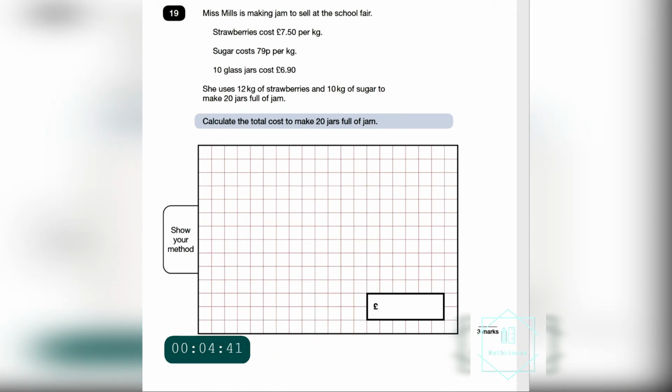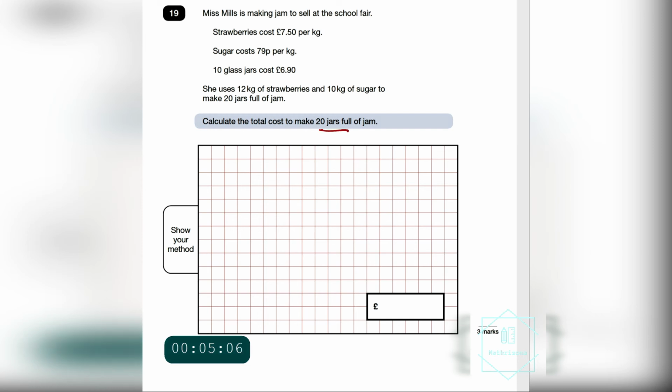Miss Mills is making jam to sell at the school fair. Strawberries cost 7.5 pounds per kg, sugar costs 79p per kg, and 10 glass jars cost 6.90 pounds. She uses 12 kg of strawberries and 10 kg of sugar to make 20 jars full of jam. Calculate the total cost of 20 jars.